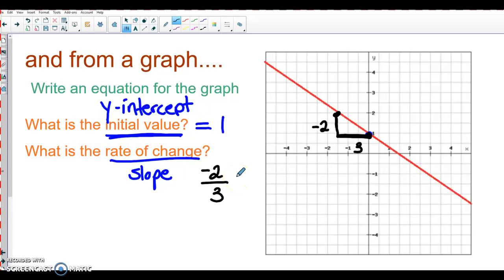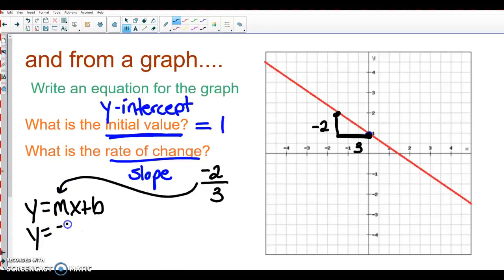Now, if I want to write my equation, remember it's y equals mx plus b. So y stays the same. My slope is -2/3. My x stays the same. And then my b is +1. Notice that every equation has an x and a y in it. It doesn't change.